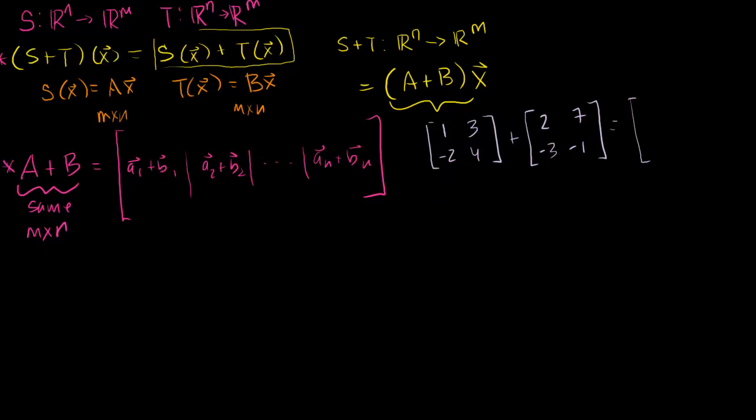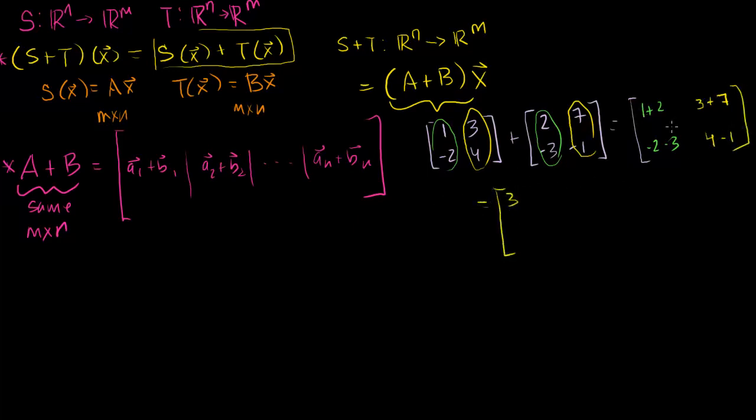So the first column in this matrix right here is going to be this column plus this column. So it's going to be 1 plus 2. Let me write it like this: 1 plus 2. And then minus 2, minus 3. And then the second column, that one right there, is going to be 3 plus 7, and then 4 minus 1. And so this will be equal to 3, 10, minus 5, and 3.